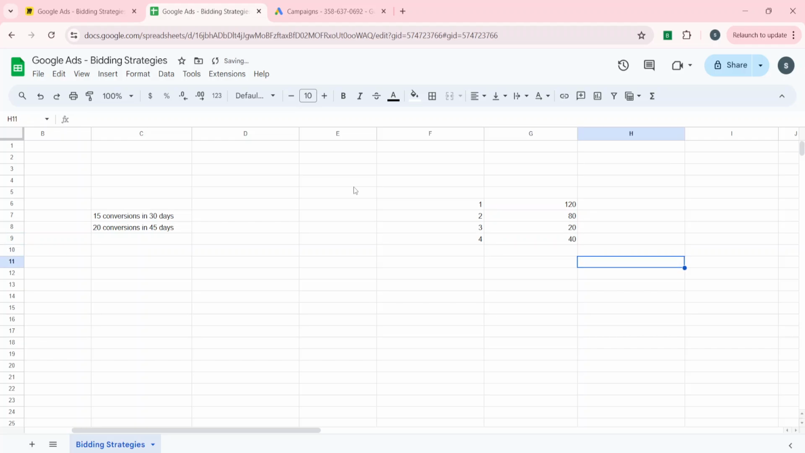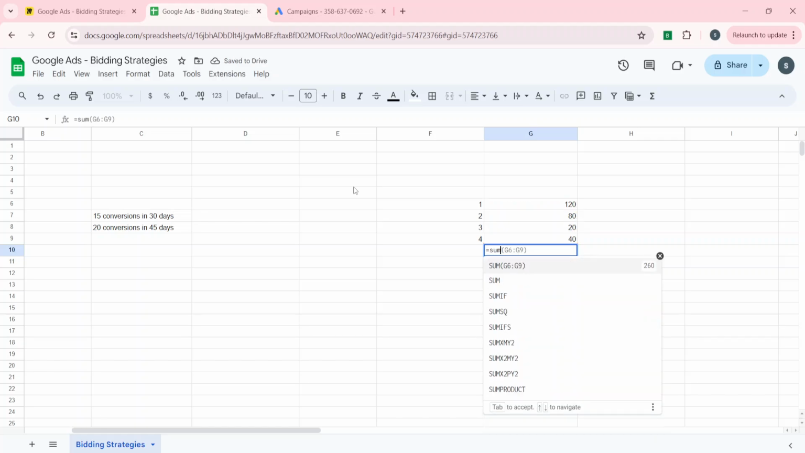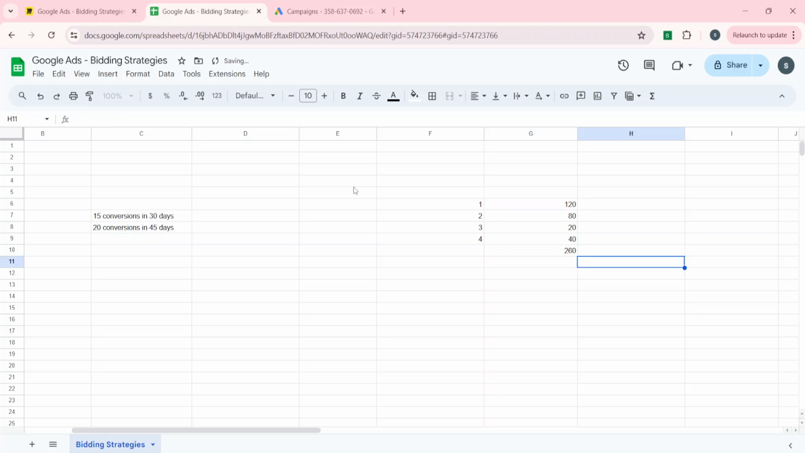So what is the TCPA now? I mean, what is the average CPA? Now we will get the average CPA, right? So it is the sum. What is the sum here? Equal to SUM. Okay, this is the sum. And how many are the conversions? There are 4 conversions, right? And what is the average CPA? Cost per acquisition, cost divided by 4 conversions. You see, 65 is the average CPA.